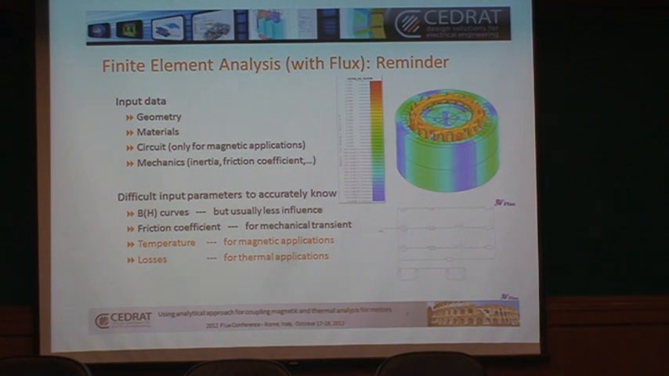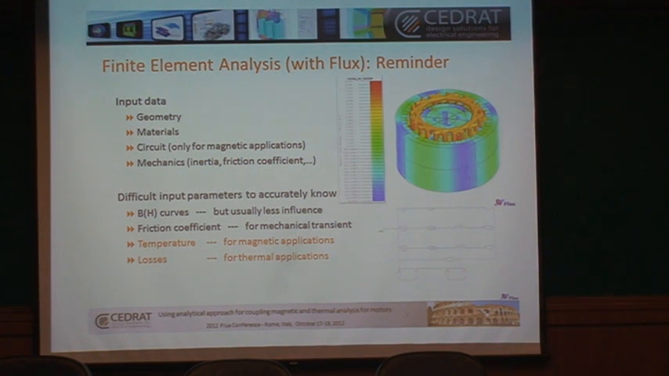Then friction coefficient, that's important because it's going to change the way the machine works when you do the mechanical coupling. That's something we don't know very well. And then the other thing is that we need to know them, but they're computed. It's the temperature for the magnetic application and the losses for the thermal application.